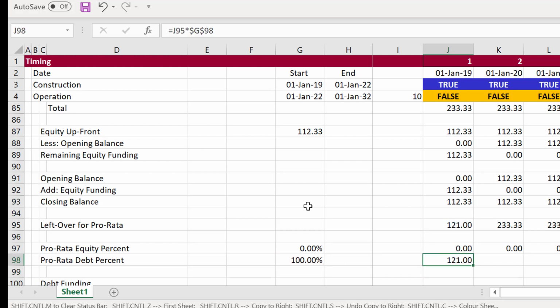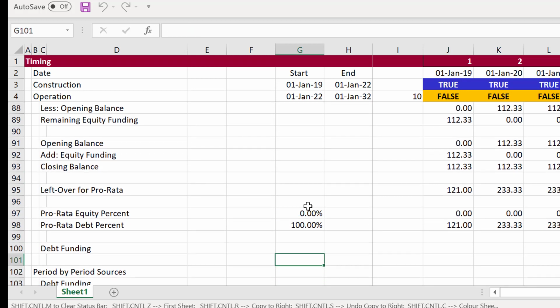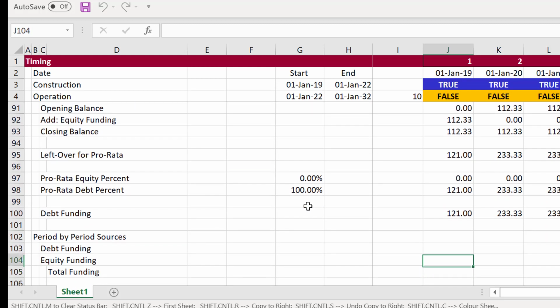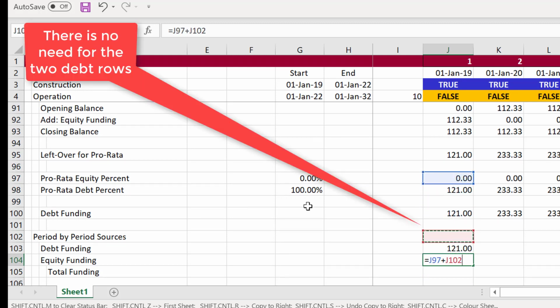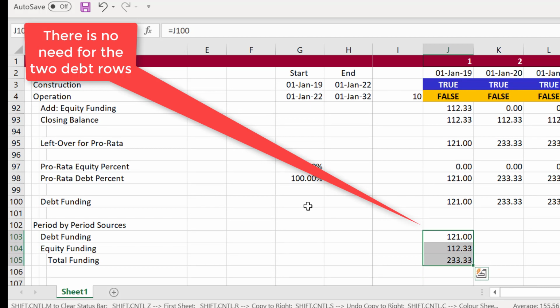Finally, this helps me a little bit, because that's really how I'm going to do it from now on for the rest of my stupid life, which hopefully won't be too long. Get the debt funding. The debt funding is just this amount. Then we can put our debt funding in and our equity funding, which is the pro rata equity plus the equity funding from up front. Okay, and now we can have our model.